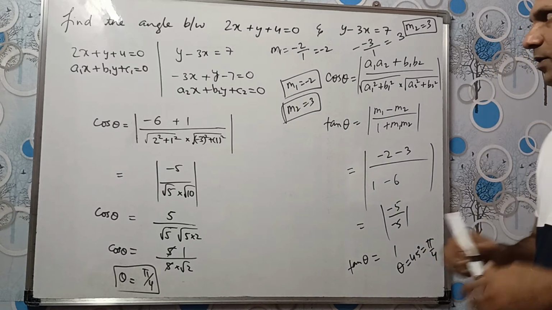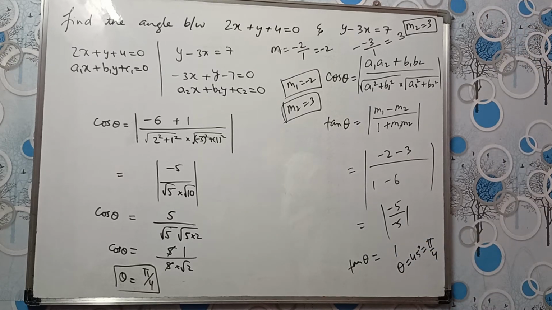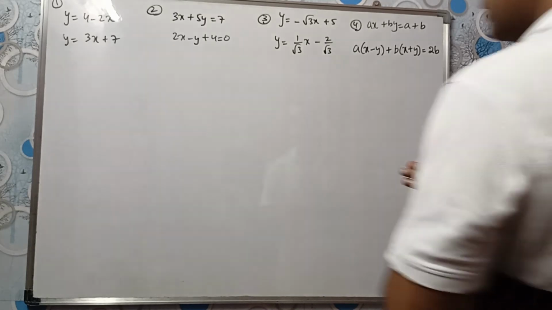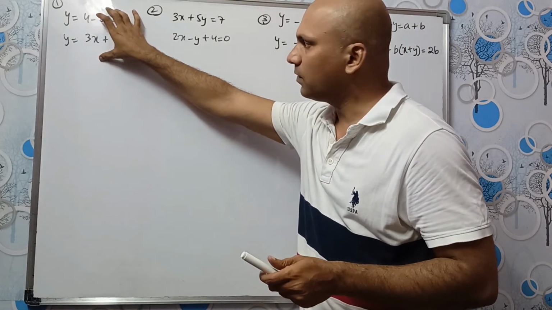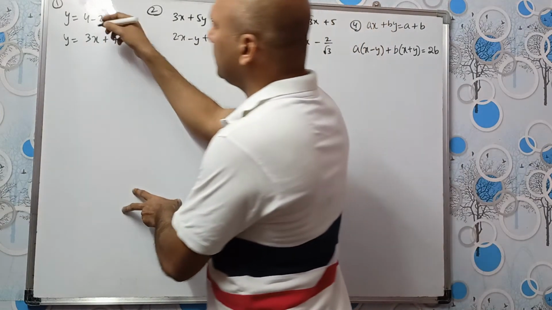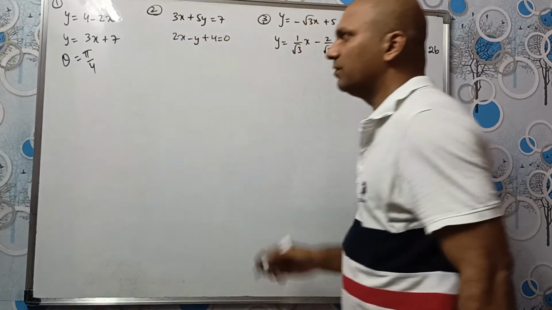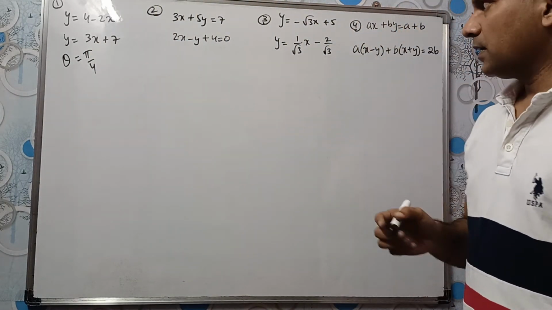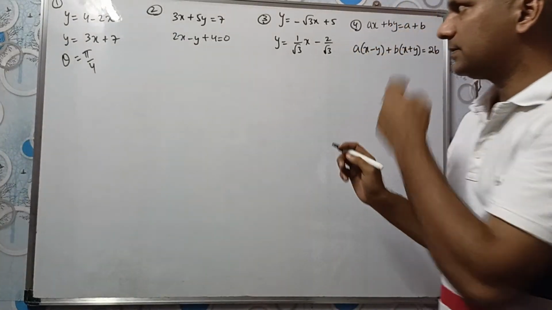Okay. I hope this is clear, we'll do a few more problems now. We have 4 more questions here. You solve the first problem, quite simple, like we solved the previous one. I'm telling you the answer, theta will be equal to pi by 4, verify. All right, let me solve the second, third and fourth one.